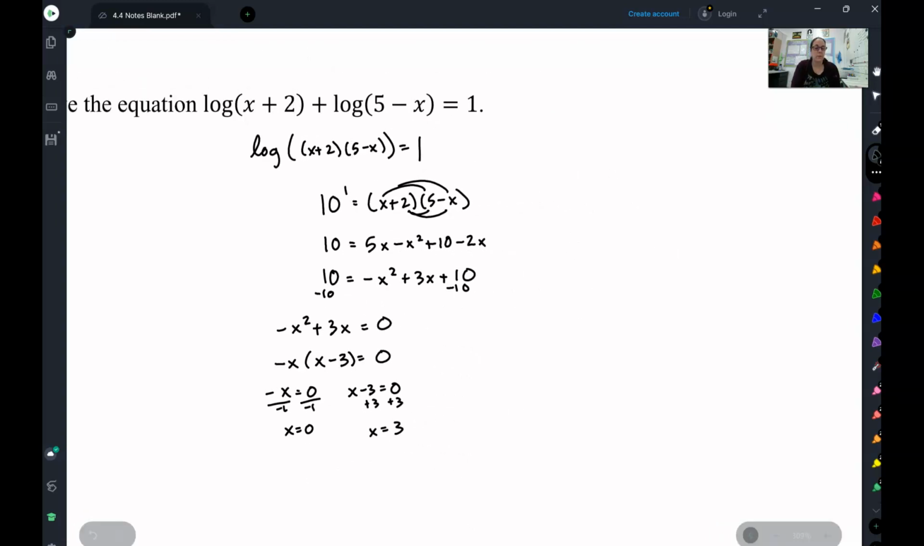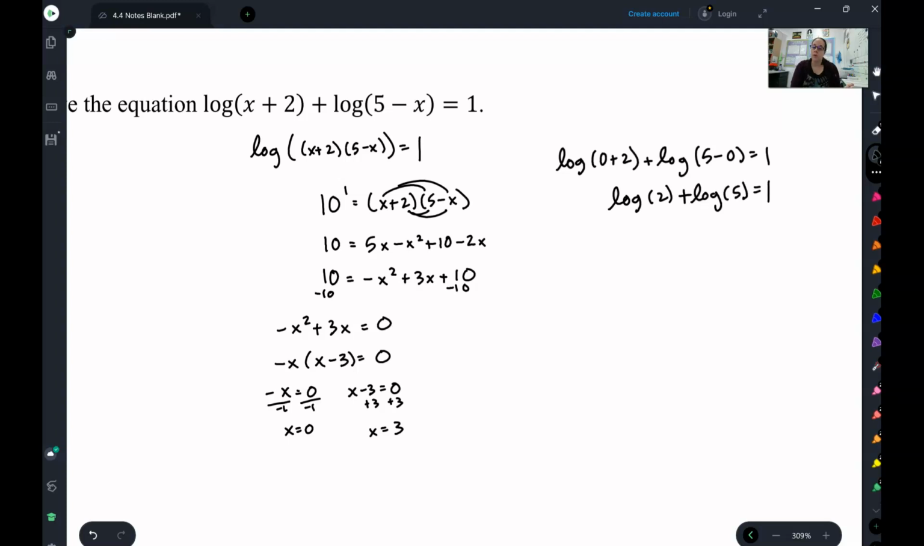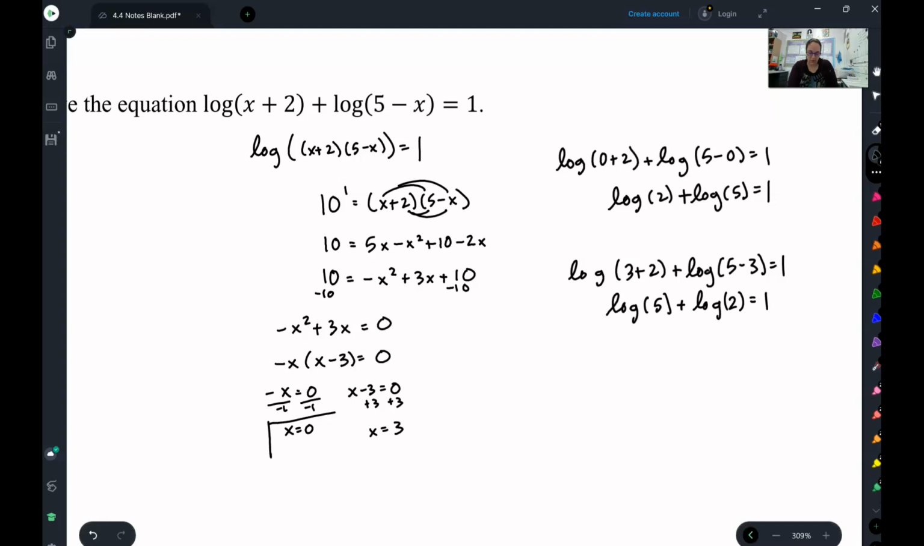And now I just need to check my answers. So let's plug in 0 first. So that becomes log of 2 plus log of 5 equals 1. Those are both positive, so 0 works. Now let's plug in 3. So that's log of 5 plus log of 2. Those are also both positive, so 3 also works. So in this case, both answers actually work.